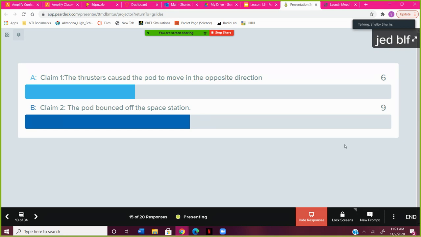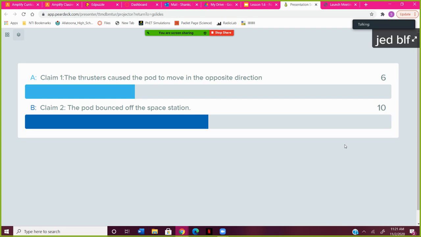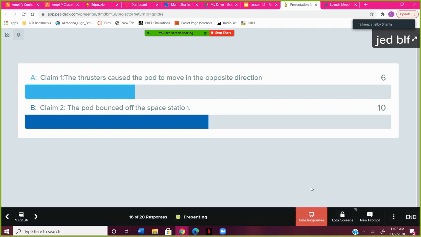We're kind of close. My last class, a lot of them had said claim 1. But like I said, there's not a wrong answer here, and you don't have to change your answer just because you see more people choosing 1. So whatever you think right now, which claim do you support? All right, so a lot of you guys are saying claim 2. Now it's getting a little bit more even.